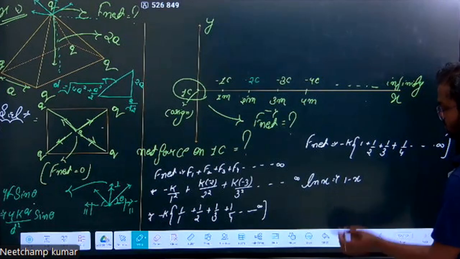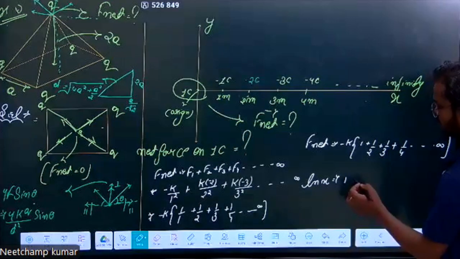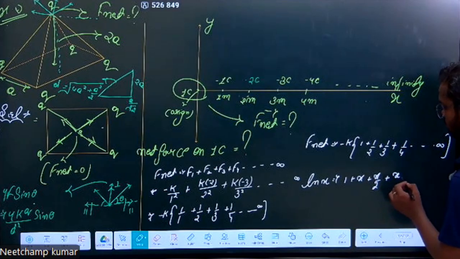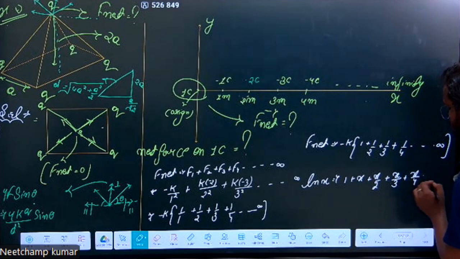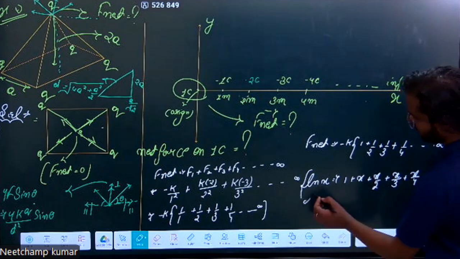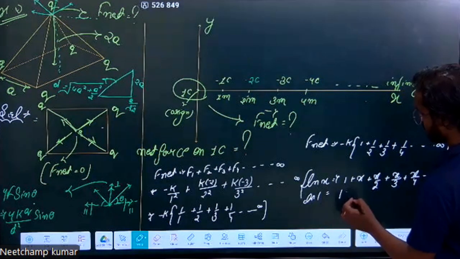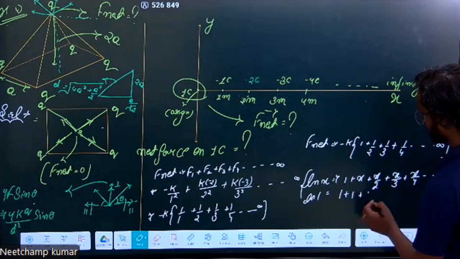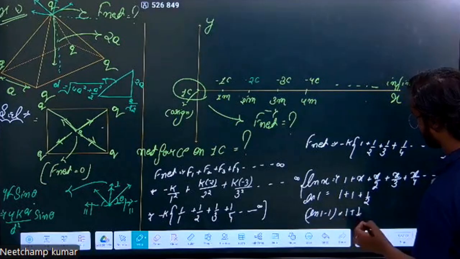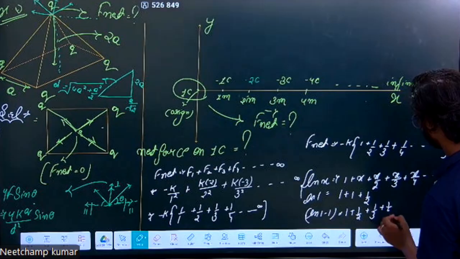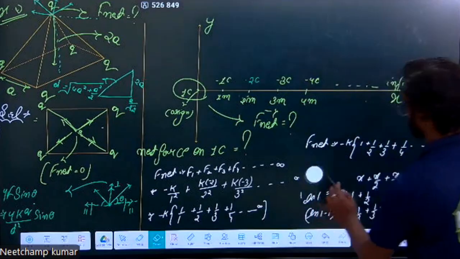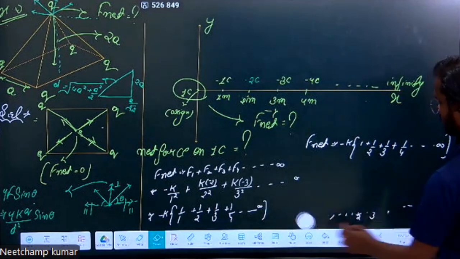It is 1 plus x upon 2 plus x upon 3 plus x upon 4, like this up to infinity. Just put the value of x equal to 1. So you will get ln 1 minus 1 is equal to 1 plus 1 by 2 plus 1 by 3 plus 1 by 4 up to infinity. So this is going to be the series. This is the expansion of ln x.